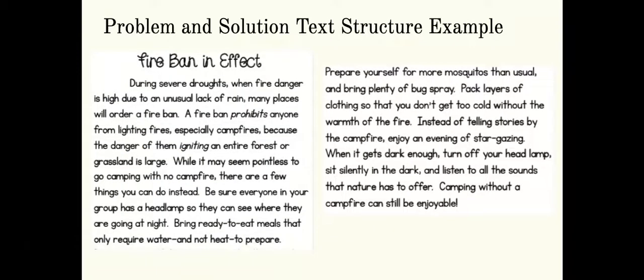Here is an example, fire ban in effect. During severe droughts, when fire danger is high due to an unusual lack of rain, many places will order a fire ban. A fire ban prohibits anyone from lighting fires, especially campfires, because the danger of them igniting an entire forest or grassland is large.